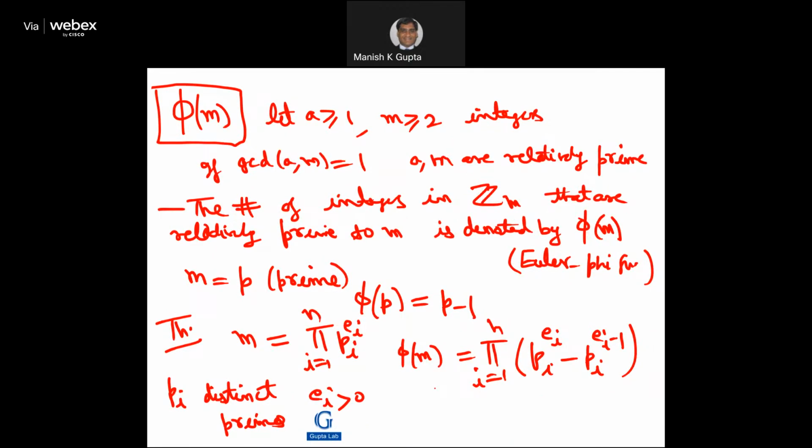Now, I already talked about this Euler totient function phi. So I can now formally say that for any integer m greater than or equal to 2, and A greater than or equal to 1, if GCD of A and M is 1, we formally say that A and M are relatively prime. And the number of integers in Zm that are relatively prime to M is denoted by phi of M, the Euler totient function.